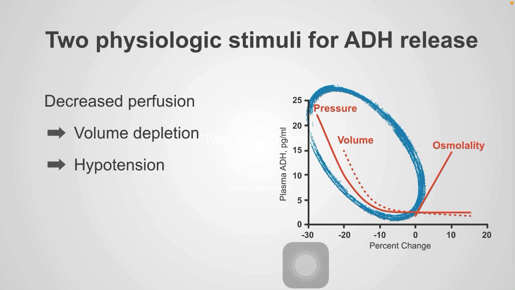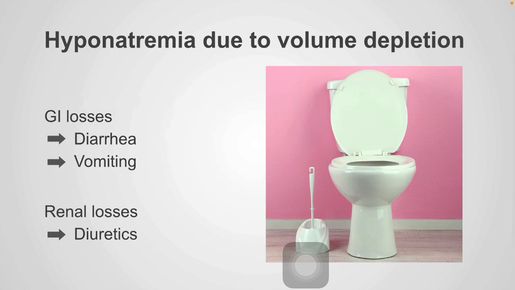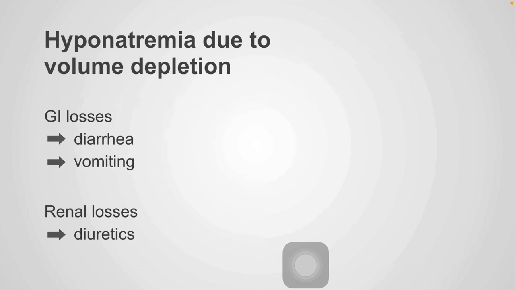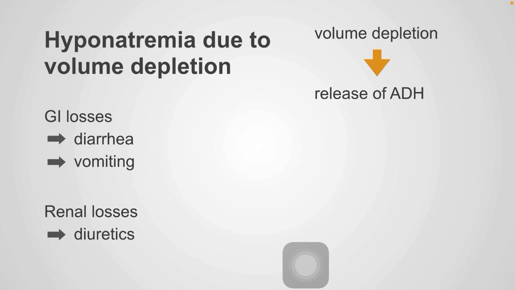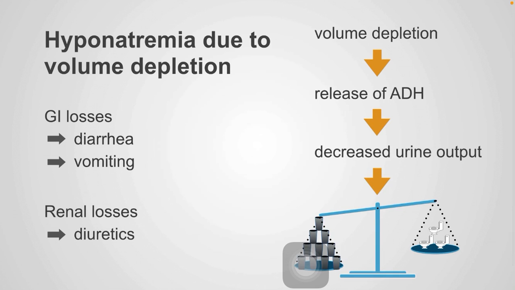In this case, all we're worried about is decreased perfusion from volume depletion or from hypotension. And these are what we're going to be discussing in the rest of the chapter: hyponatremia from volume depletion and hyponatremia from hypotension. Hyponatremia due to volume depletion. This volume depletion can be due to GI losses like diarrhea or vomiting, or renal losses like diuretics. The mechanism here is that volume depletion leads to release of ADH, which decreases the urine output, leading to an imbalance with more water intake than water excretion.